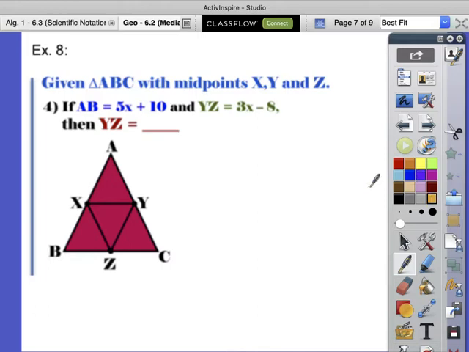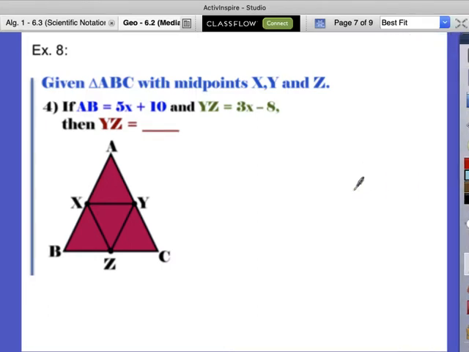Okay. Try baby blue. So once again, on the triangle on the right side, we're given the same setup. Triangle ABC with midpoints X, Y, and Z. So let's mark the same information. AX and BX, AY and CY, BZ and ZC. Now, on here, we're told AB is 5x plus 10, and YZ is 3x minus 8.